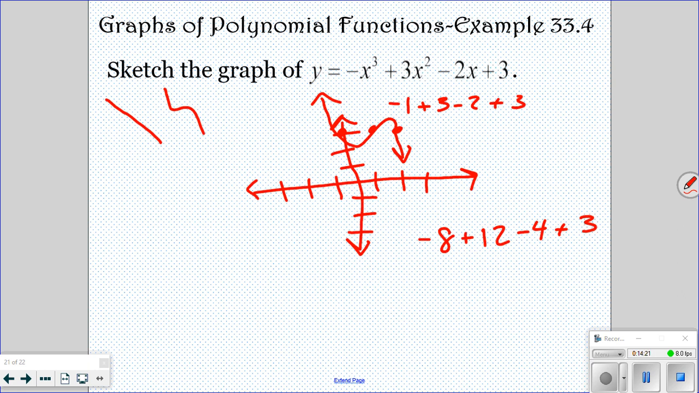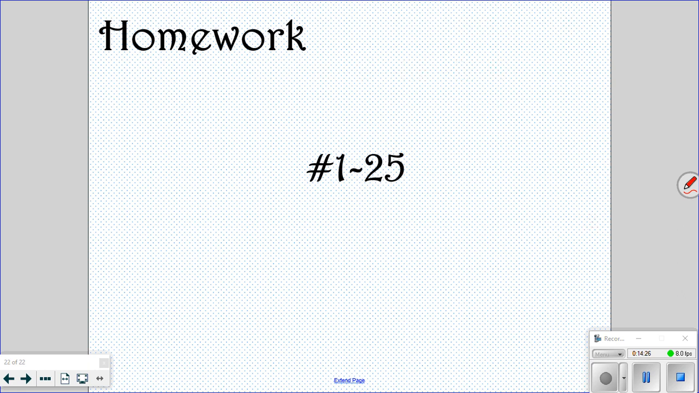So hopefully that's not terribly difficult with your polynomial functions. Your homework tonight is 1 through 25, so make sure you do those so that we can go over any questions you have tomorrow.